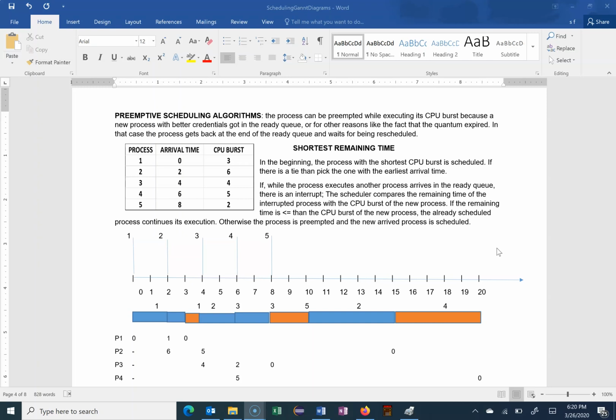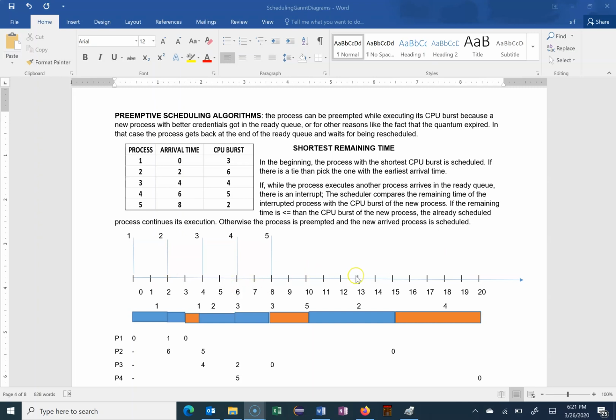If while the process executes, another process arrives in the ready queue, then we're going to have an interrupt. The scheduler compares the remaining time of the interrupted process with the CPU burst of the new process. If the remaining time is less than or equal to the CPU burst of the new process, the already scheduled process continues its execution. Otherwise, the process is preempted and the newly arrived process is scheduled.